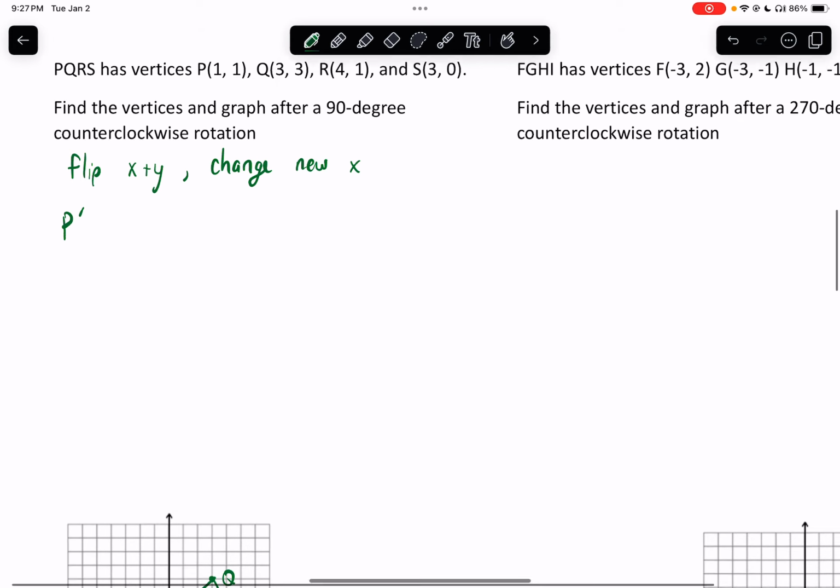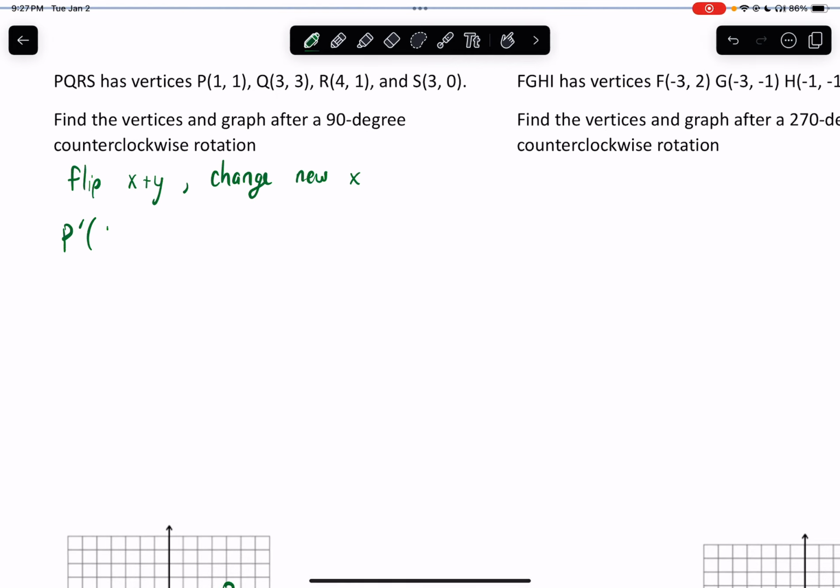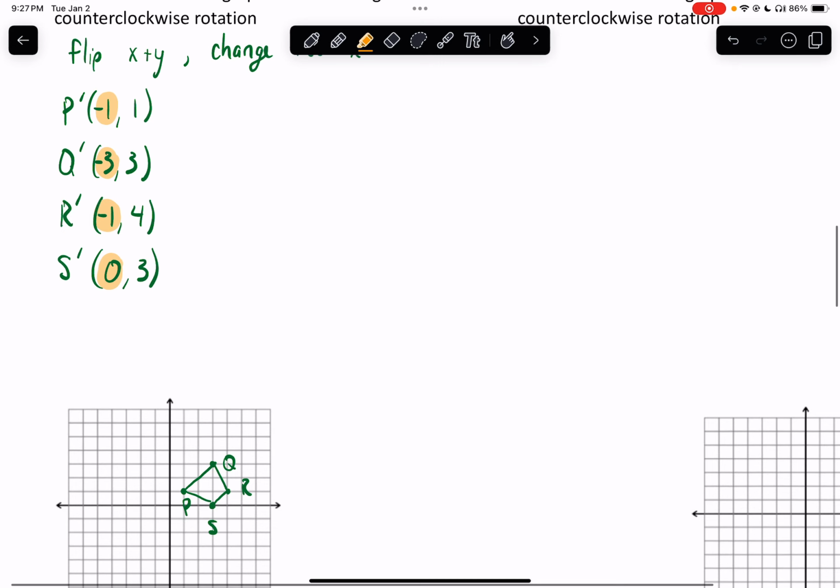So if I go with my P prime, I flip my x and my y, change the sign of my new x. Flip my x and my y, change the sign of my new x. So for my R prime, flip my x and my y, change the sign of my new x. And then for my S prime, flip my x and my y. Can't really change the sign of a 0, so it's just going to end up becoming 0, 3.